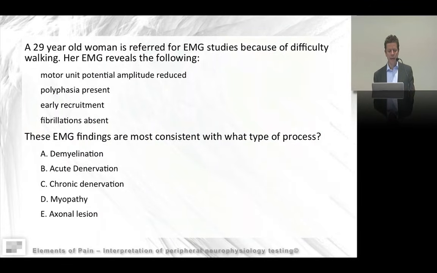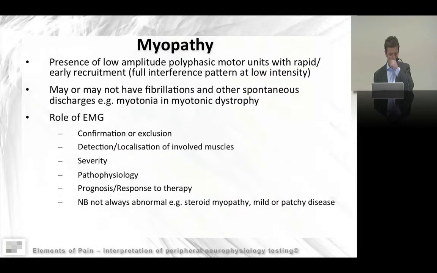An example of EMG, and the parameters that may be mentioned in the report. We've got a woman who's got some difficulty with walking, who's got reduced amplitude EMG responses. There's some polyphasia, as mentioned before. It's a bit of a non-specific sign, but does indicate a problem. There's early recruitment, as mentioned before, and there's no fibrillations. So these EMG findings are most consistent with myopathy.